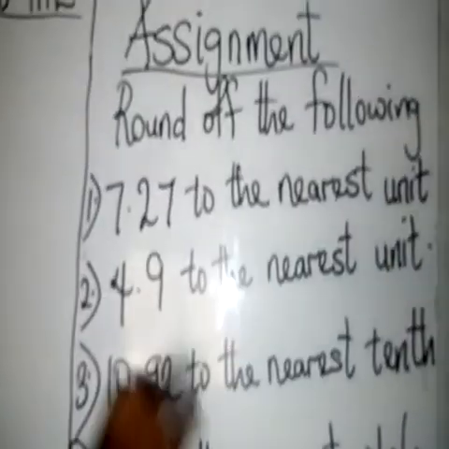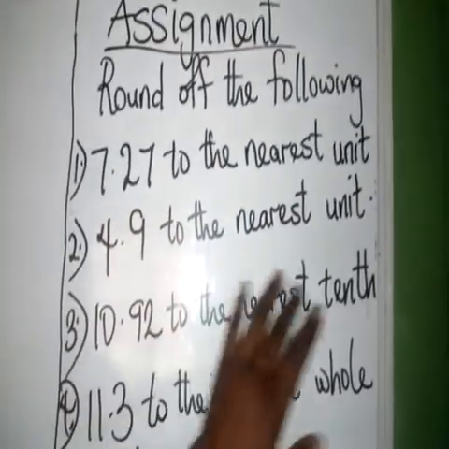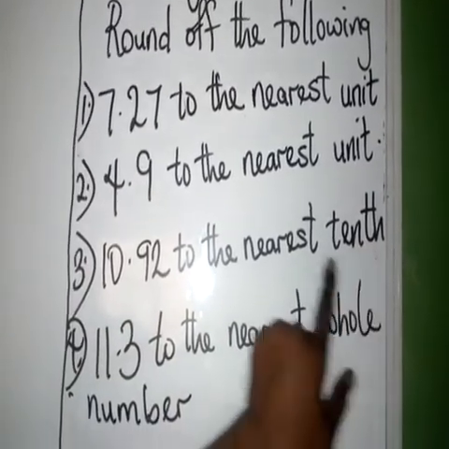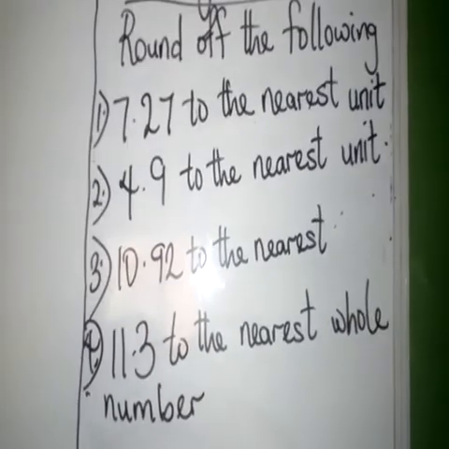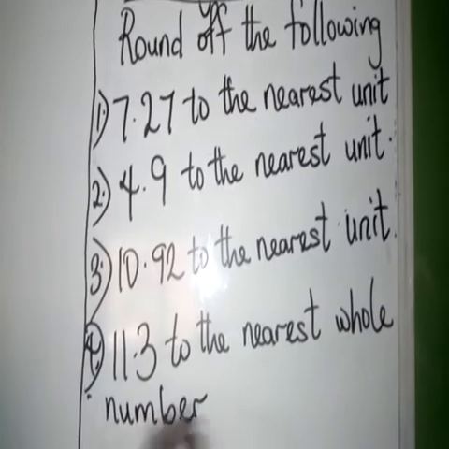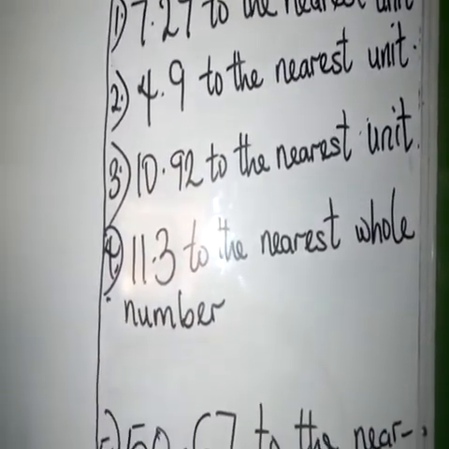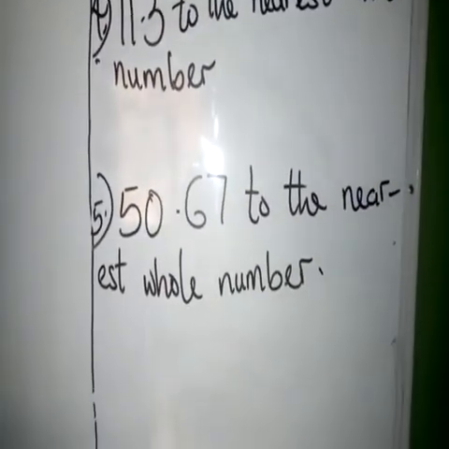Now, following. Number 1, you have to round it off to the nearest unit. Number 2, you round it off to the nearest unit. Number 3, round it off to the nearest unit. Number 4, round it off to the nearest whole number. Number 5, you have to round it off to the nearest whole number.